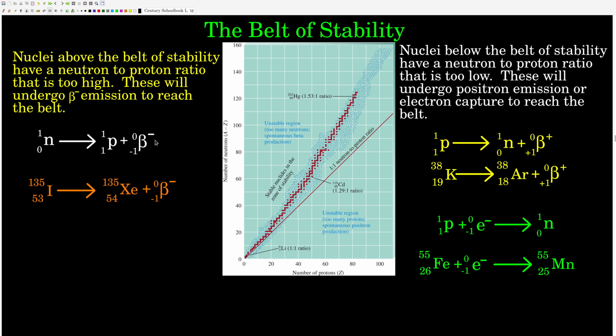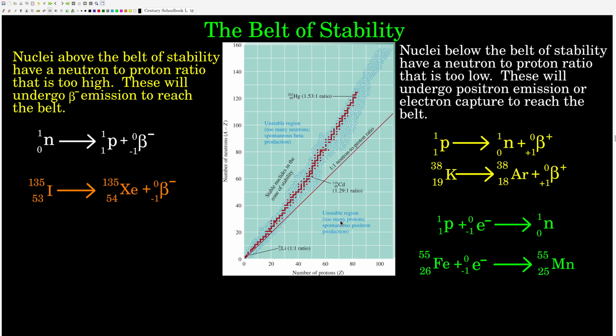Mass number 1 over here, 1 and 0, so 1 over here. Charge number 0 here, 1, -1, 0 here. So this shoots out a beta particle. An example of this would be iodine 135, like we saw, going to xenon 135 and a beta particle.